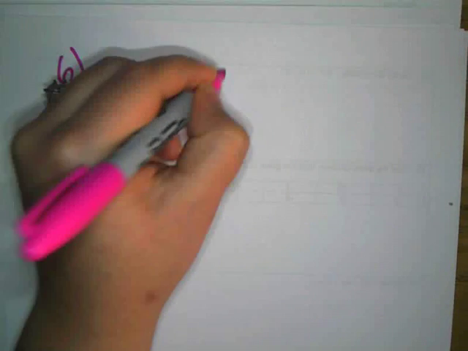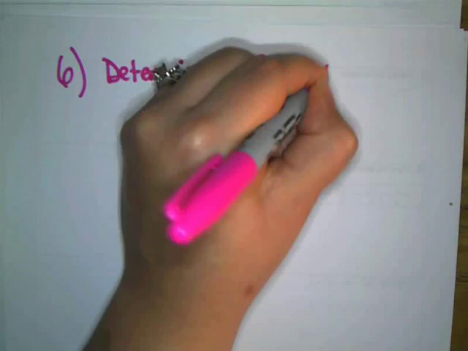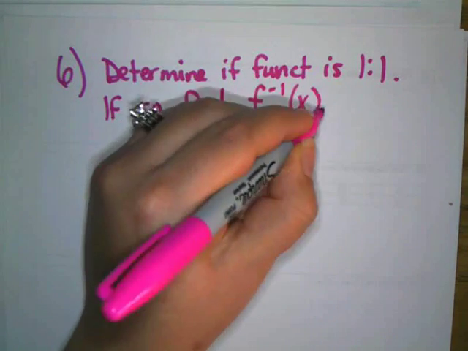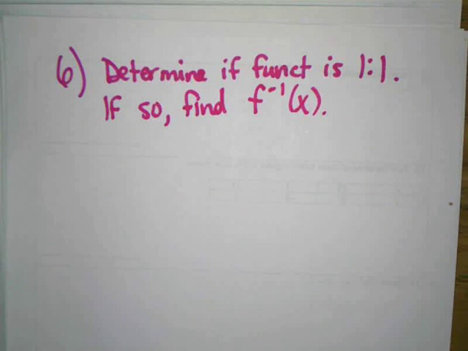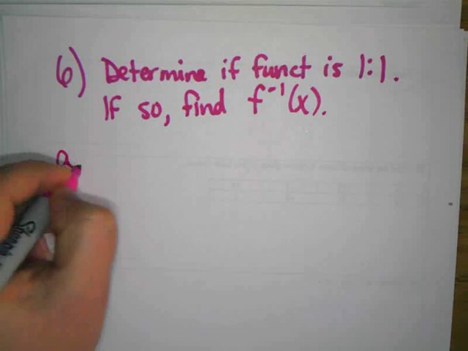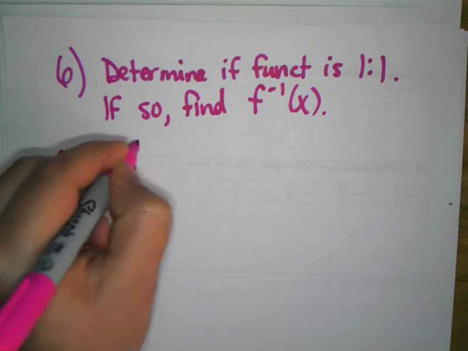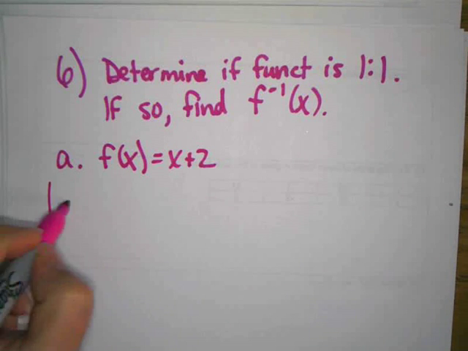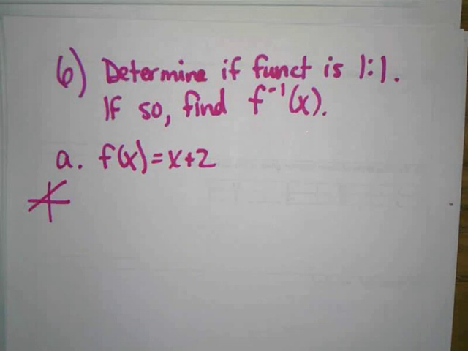Okay. Number 6. Determine if the function is 1 to 1. If so, find the inverse, f inverse of x. That's how that's read. Okay? So f of x equals x plus 2. So what does that look like? You should quickly be able to say it's a line. Looks something like that. Yes, it passes the horizontal line test.